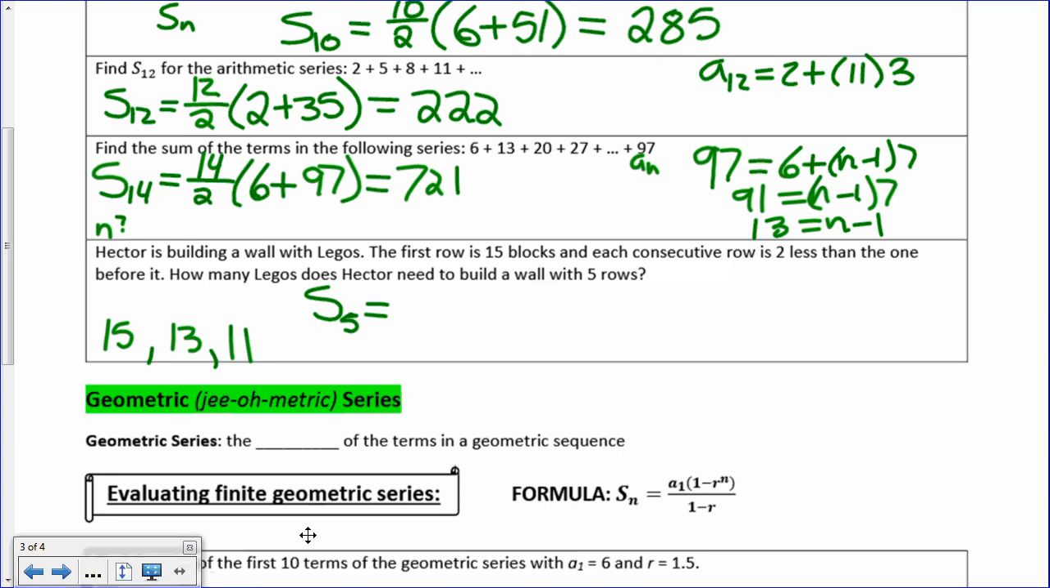Sorry, my S and my 5 look very similar. I'm trying to add the numbers for the 5 rows. Do I know what n is? Yeah, because I'm trying to go to the 5th row, so I know n is 5. I want 5 terms in the sequence.